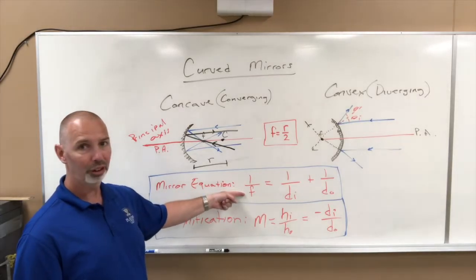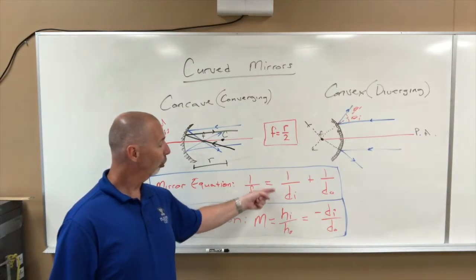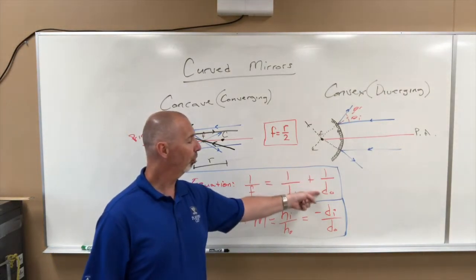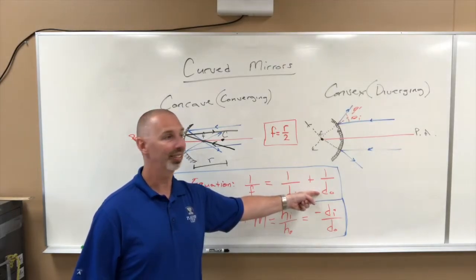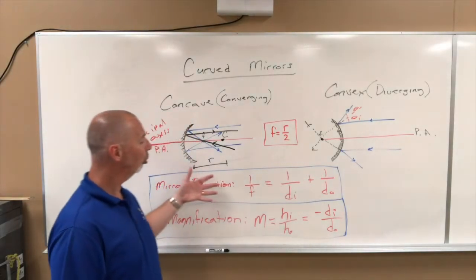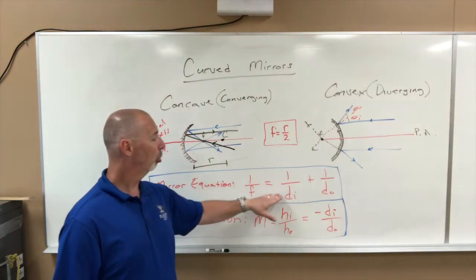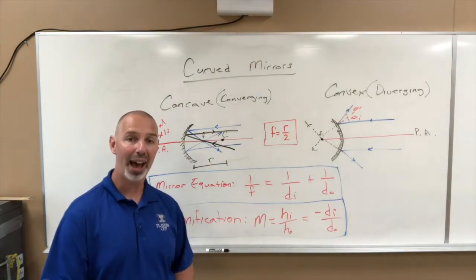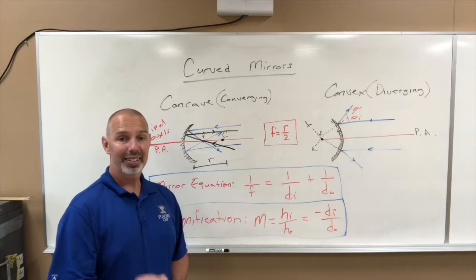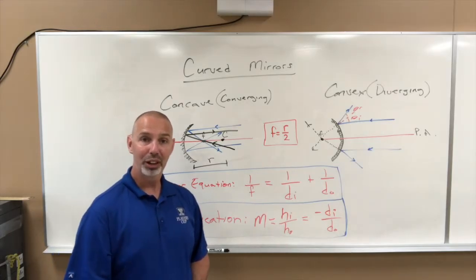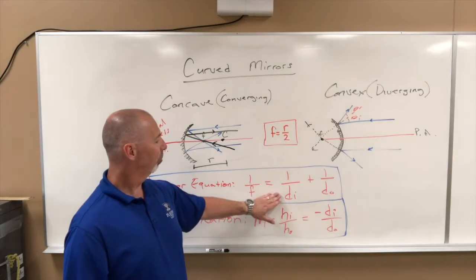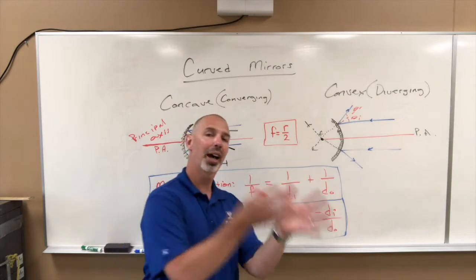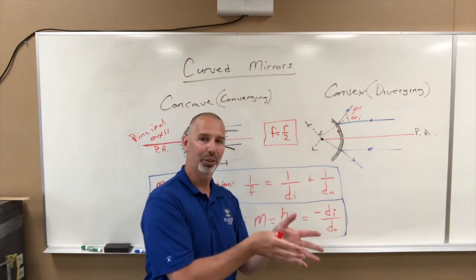1 over f, the focal length, equals 1 over di, which is the image distance, plus 1 over do, which is the object distance. Okay, so this is our formula for all mirrors. It relates the focal length to the image and object distances. And please remember that there's a positive and negative convention for the distances, okay? Remember that if it's in front of the mirror, we have positive distances. If it's behind the mirror, we have negative distances.